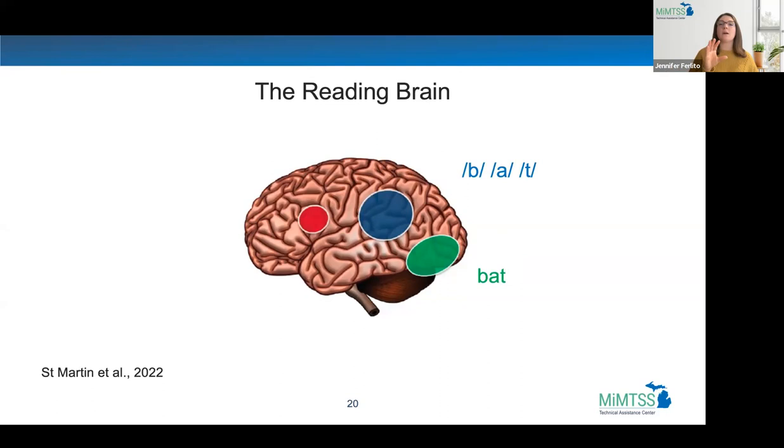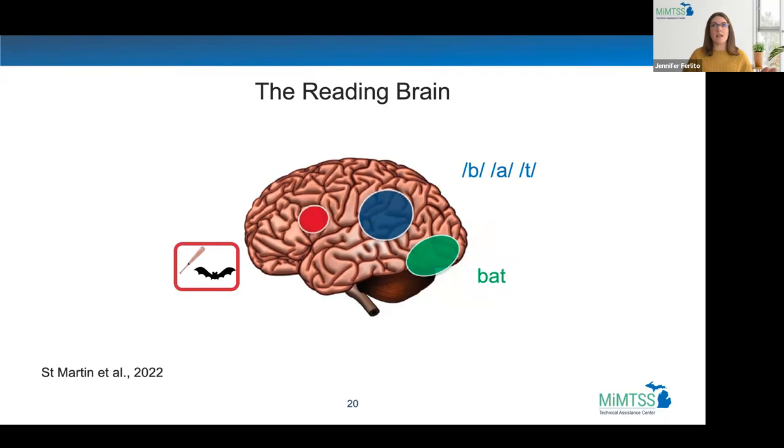So a reader's brain makes these associations between print and sound. Our print area is green and that sound area is blue. And so readers are mapping these visual symbols to speech units. This is an extremely complex process. I just said it in very simple terms, but this is a very, very complex process that we need to develop. So then after we decode that word bat, the area of the brain that determines meaning, that's this red area.